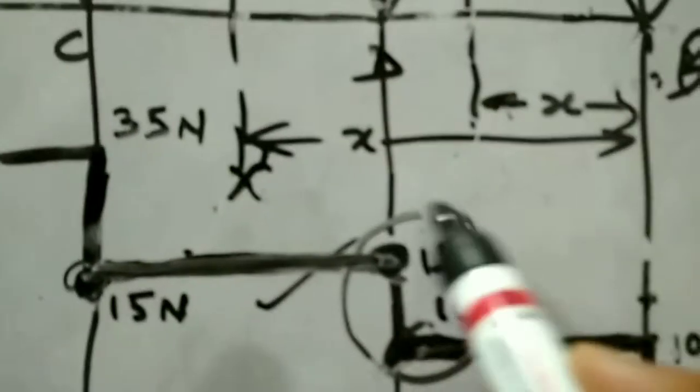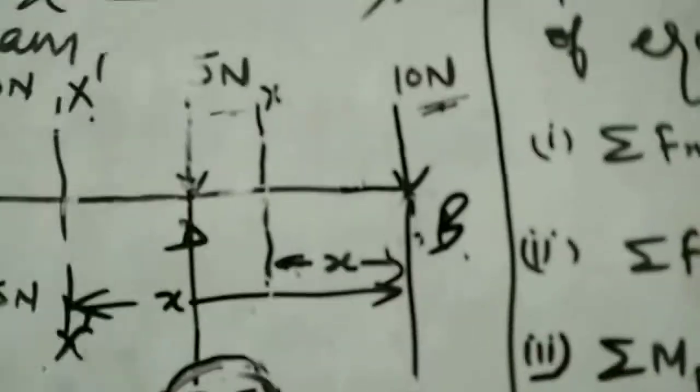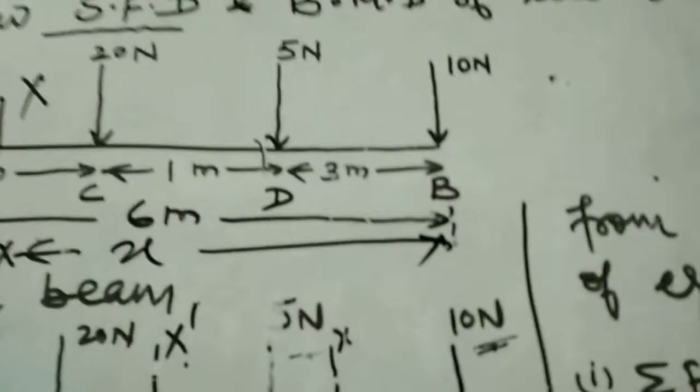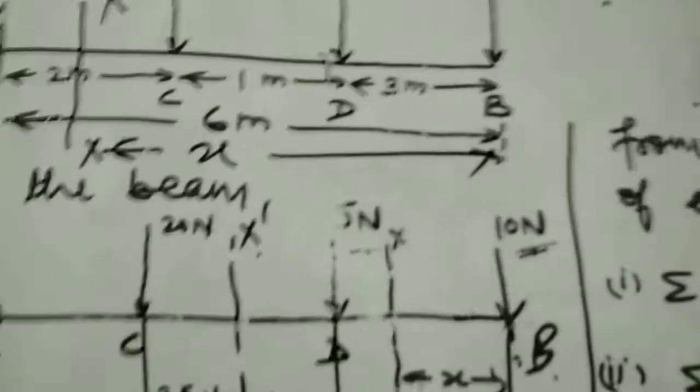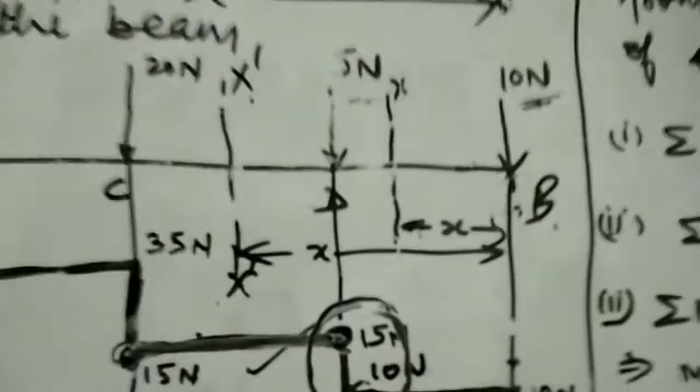There is an interesting point here. At point D, there is a sudden variation in the shear force diagram, from 10 Newton to 15 Newton. Why is it happening? Because a point force is acting at point D, and we have already discussed in the previous lecture how to find the shear force at point D.